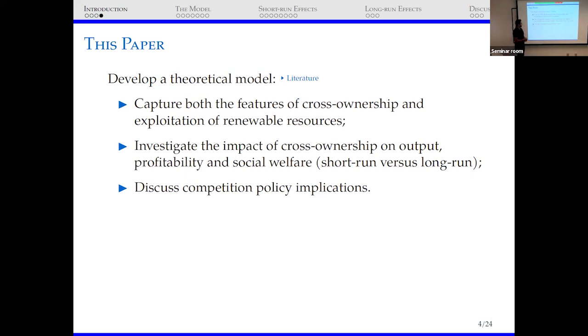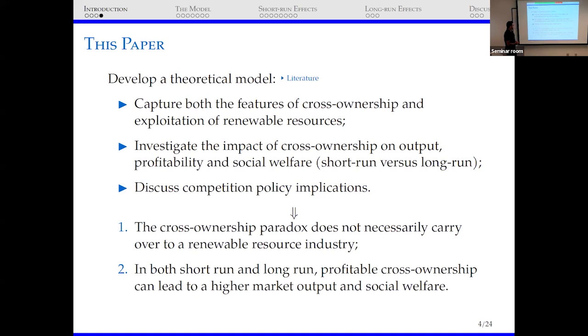And of course, we want to discuss the competition policy implications. I know we don't do this here, but there are some results. This is in economics, so we have to show a little bit further. First, we're going to show that the cross-ownership paradox does not necessarily hold when we talk about natural renewable resources. So what happened in other papers may not be possible here.